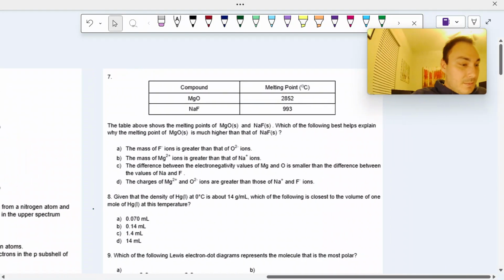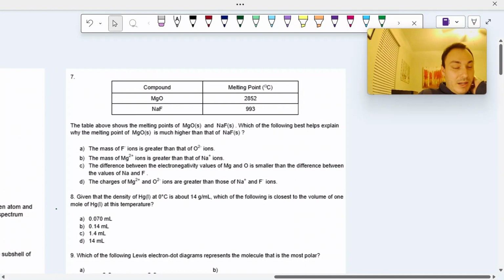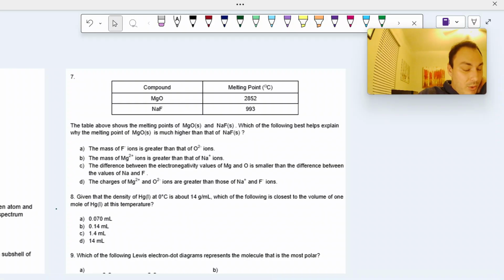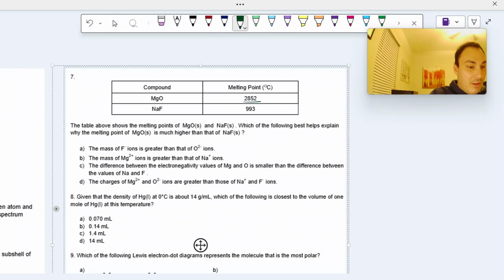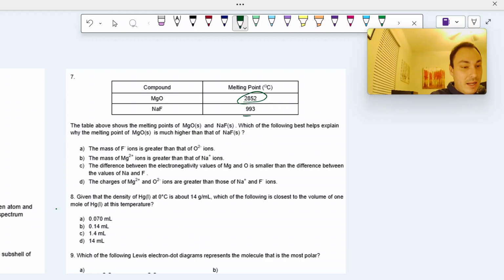All right. The table above shows the melting point for magnesium oxide and sodium fluoride. Which of the following best helps explain why the melting point of MgO is much higher than that of NaF? So we can see that in the graph. They didn't need to point out that fact for it. They could have said, which of the following accounts for the chart. Look at how the melting point of MgO is so much higher than NaF.